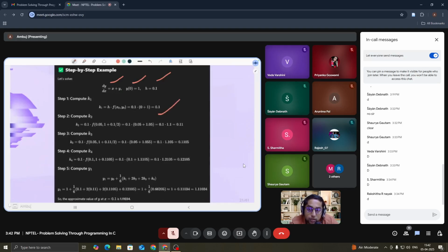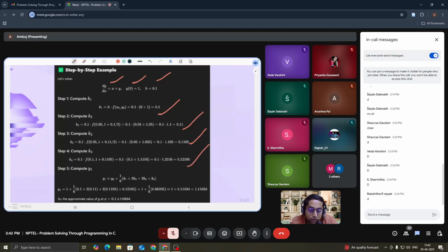Now k2 is h into f(x0 + h/2, y0 + k1/2). This expression we will evaluate. Then k2 is equal to 0.1 into (0.05 + 1.05), which is equal to 0.11. Similarly, try to calculate the expression k3. Then try to calculate the expression k4.